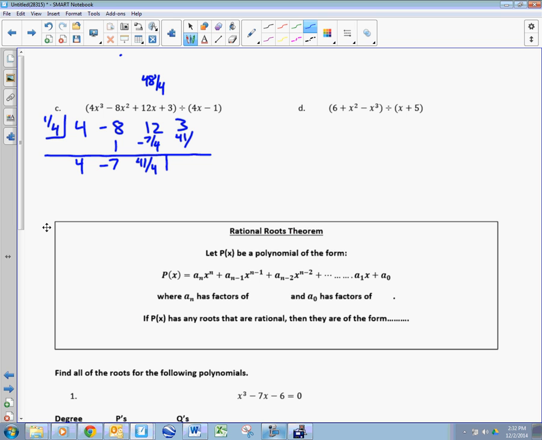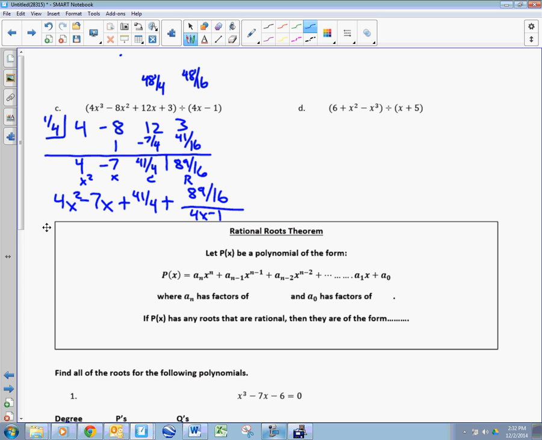41 fourths times 1/4. 41 over 16. Got to rename 3. 48 over 3. Or 16, excuse me. 48 sixteenths plus 41 sixteenths. That's my remainder. That's my constant. That's my x. That's my x squared. So I have 4x squared minus 7x plus 41 over 4 plus 89 over 16 all over 4x minus 1.